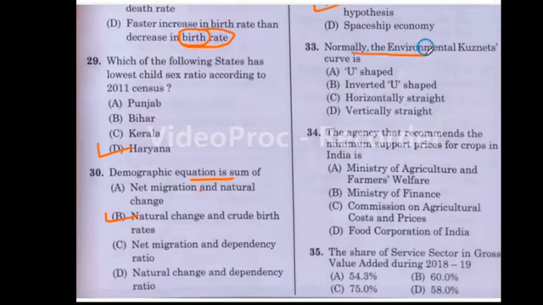Next, question number 33. Normally, the environmental Kuznets curve is option A, U-shaped; option B, inverted U-shaped; option C, horizontally straight; option D, vertically straight. Here the right answer is option B, inverted U-shaped.